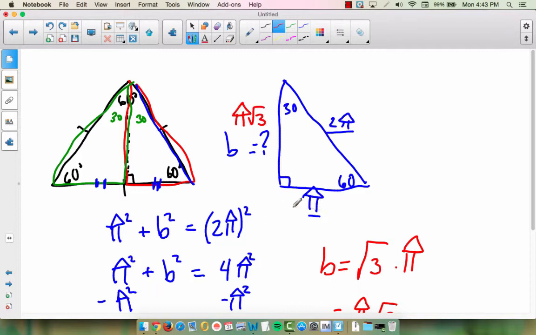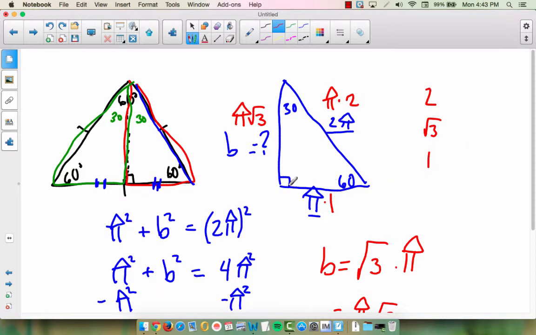Just like we did with a 45-45-90 triangle, with the 30-60-90 triangle, we can think of it this way. This is x times 1, this is x times the square root of 3, and this is x times 2. What is the biggest number? 2. What's the next biggest number? Square root of 3. What's the smallest number? 1. Square root of 3, that number that when multiplied by itself gives you 3, would have to be smaller than 2, because 2 times itself is 4, and square root of 3 times itself is 3, and 1 times itself is 1.